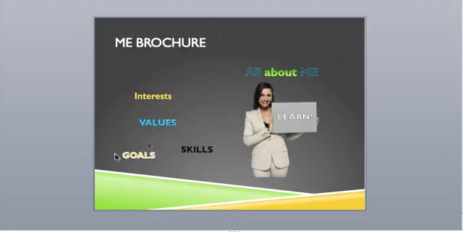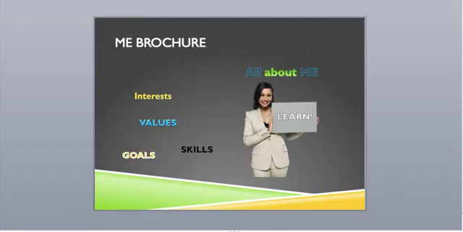Next is my me brochure. I didn't actually create a me brochure, so I included a few images that would represent some of the components that were required in the me brochure. You can certainly take a picture of your me brochure or a screenshot and include it in a PowerPoint like this before you actually do your reflection. You can do that for all your pieces of work, or you can include something that represents that piece of work. So a picture of a resume if you don't want to include your full resume, for example.